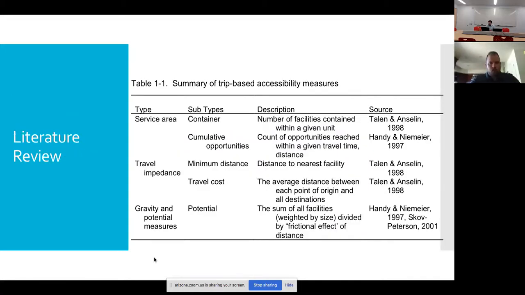I did an extensive literature review on accessibility measures. So when we're talking about food access and access to active living opportunities, I wanted to see which measure I should use for this project. So I started off with a review, and I found that there are many different kinds, beginning with the service area, travel impedance, and gravity and potential measures. So here you see they are each geared towards a specific purpose. I ended up going with the service area, which is the number of facilities contained within a given unit. I'll go into that further.